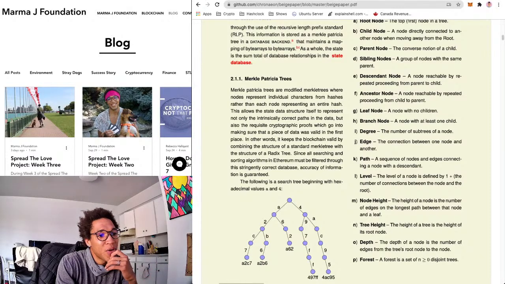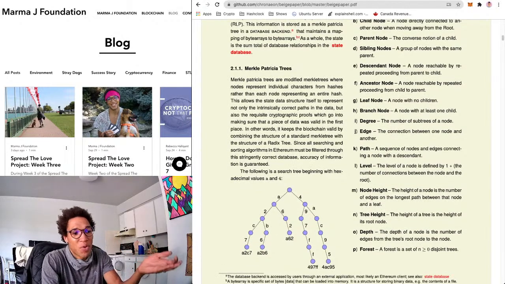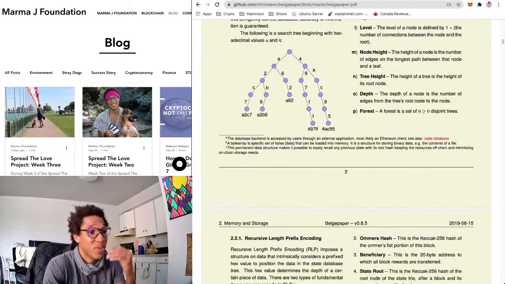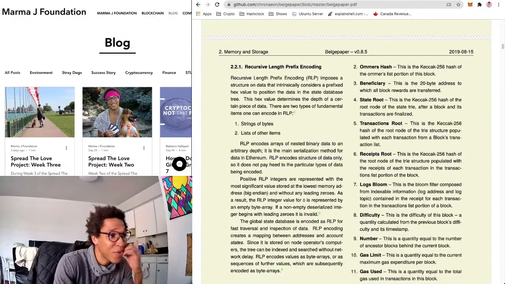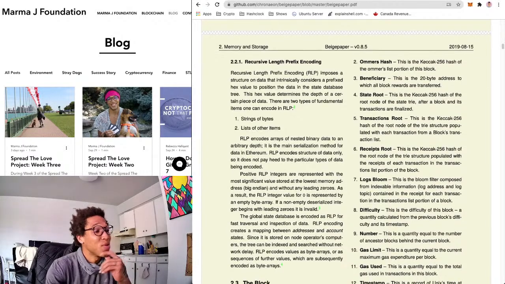The depth of a node is the number of edges from a tree's root node to the node. And then I didn't understand what a forest was. A forest is a set of n greater than or equal to 0 disjoint trees. I don't care what a forest is. I've never even heard of forest before. When I come across it, maybe we'll care about it again.